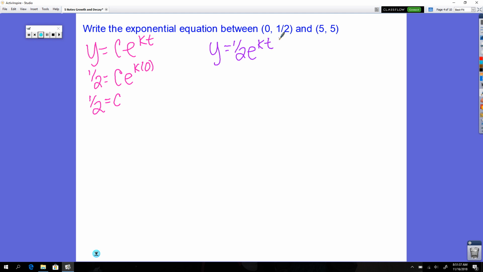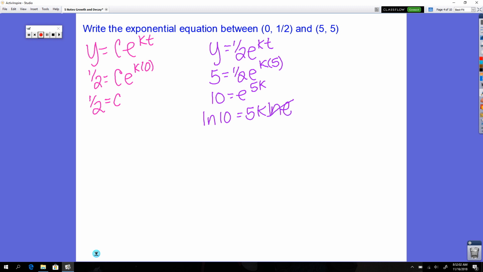So now I'm going to use my other point, (5, 5). So 5 equals 1/2 e^(k times 5). And my goal is to solve for k. So the first thing I'm going to do is multiply by 2. So 10 equals e^(5k). And because k is in the exponent, I'm going to take the ln of both sides so that I can bring it down.